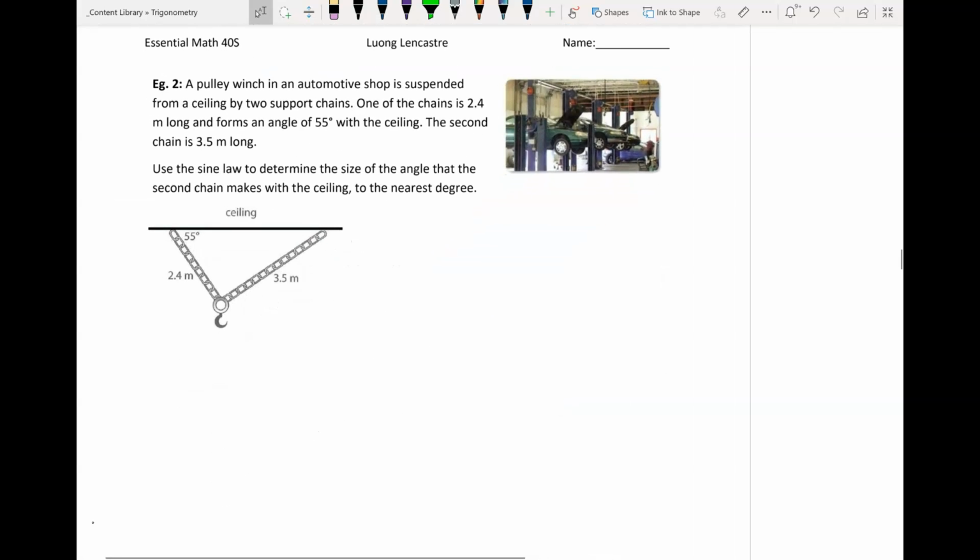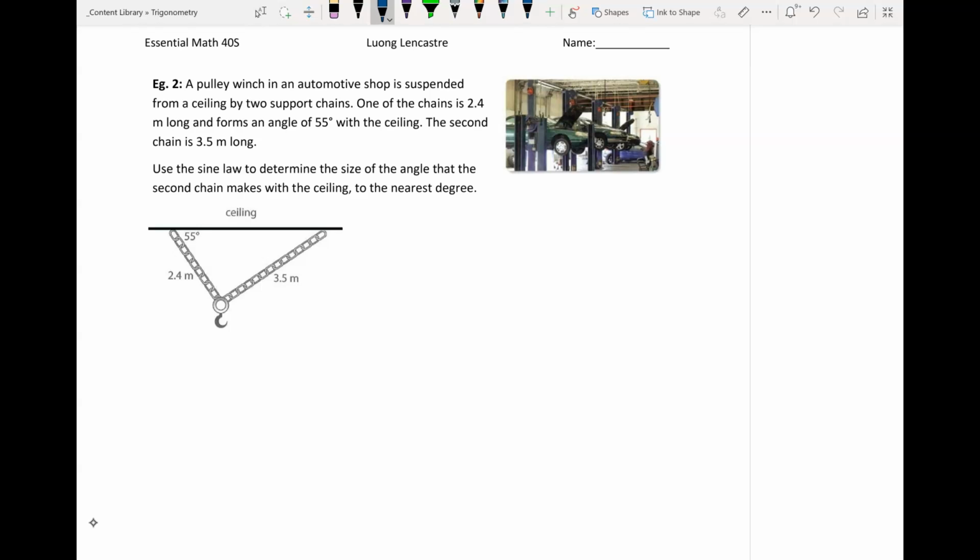So we have a pulley winch in an automotive shop suspended from a ceiling by 2 support chains. One of the chains is 2.4 meters long and forms an angle 55 degrees with the ceiling. The second chain is 3.5 meters long. We're going to use the sine law to determine the size of the angle that the second chain makes with the ceiling to the nearest degree.